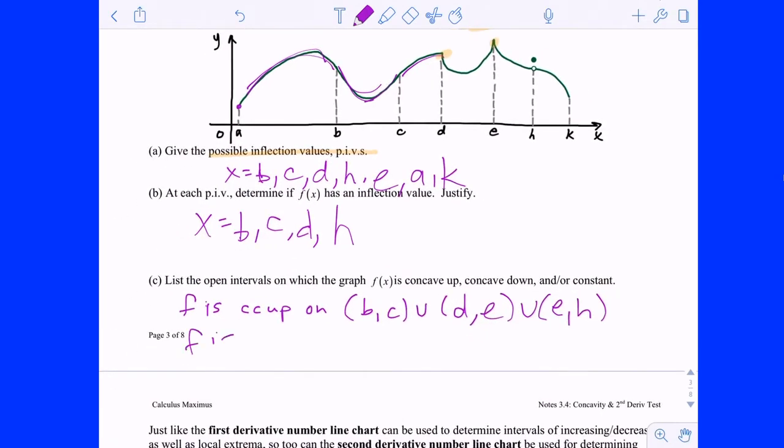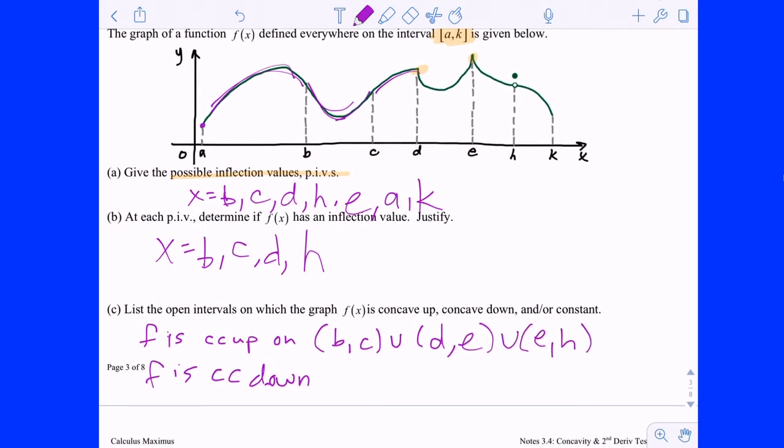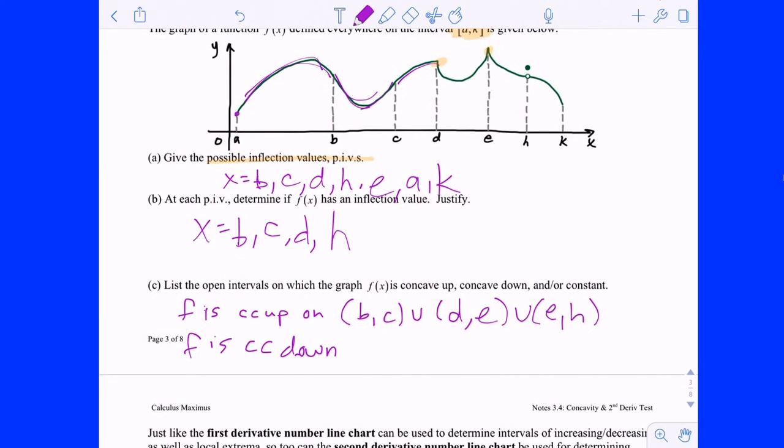And then F is CC down, like a frown. Could you write like a frown on your AP exam? You could, yeah, you could. That would make the graders happy, ironically. F is CC down on the intervals from A to B, union C to D, union H to K, right?